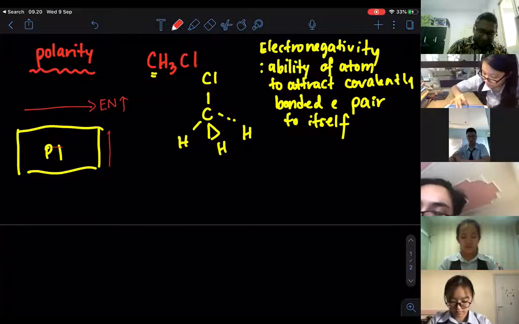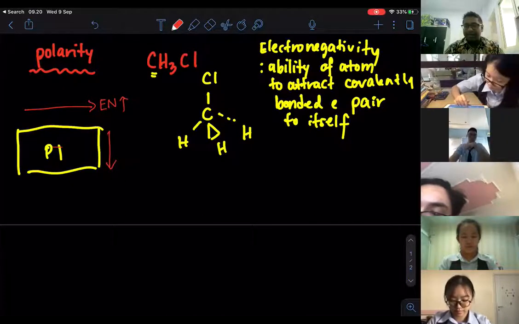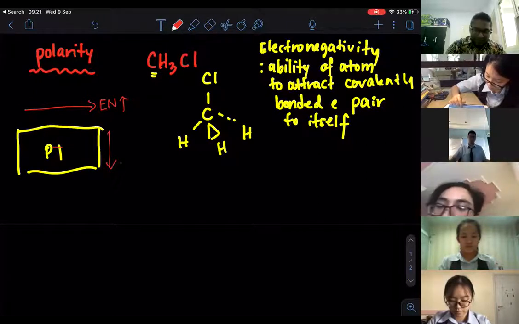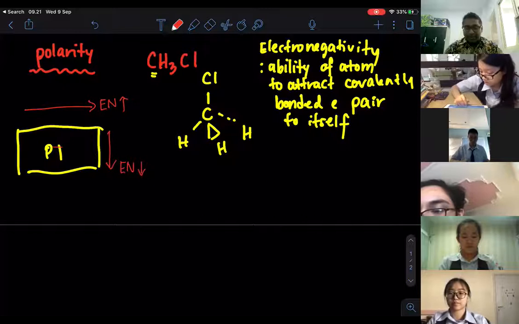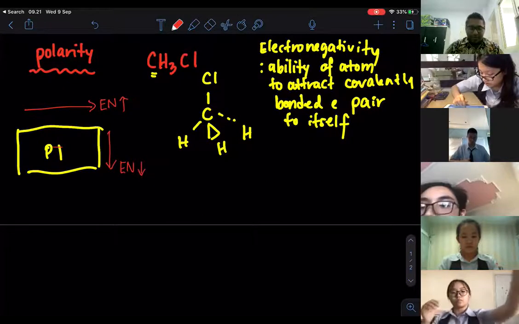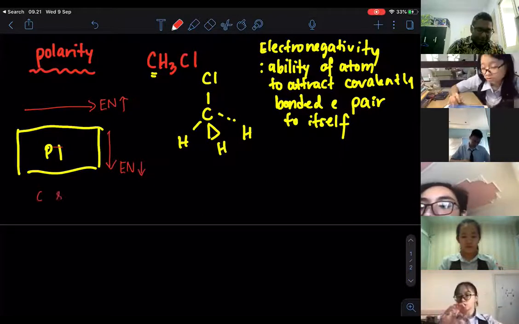Okay, but when you go down the periodic table, even though the proton number increases, the distance and the shielding effect will outweigh the increase in proton number. Therefore, your electronegativity is going to go down. So we can use this to predict.